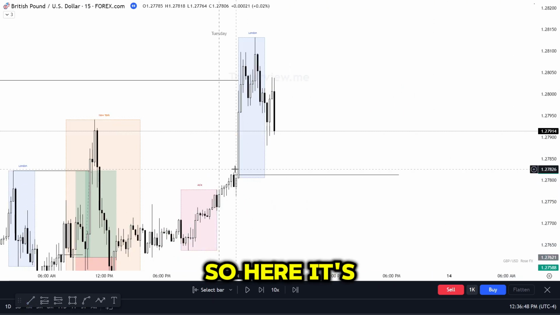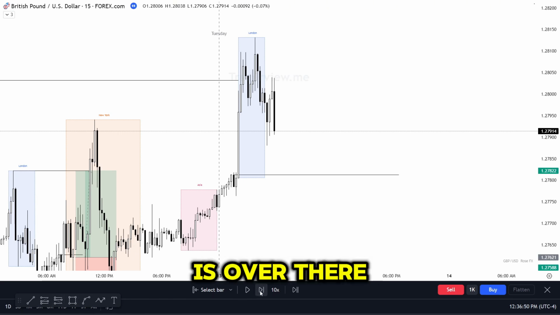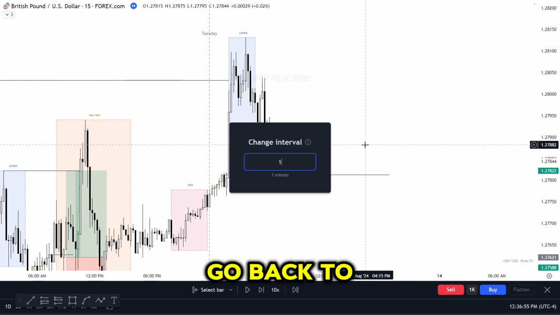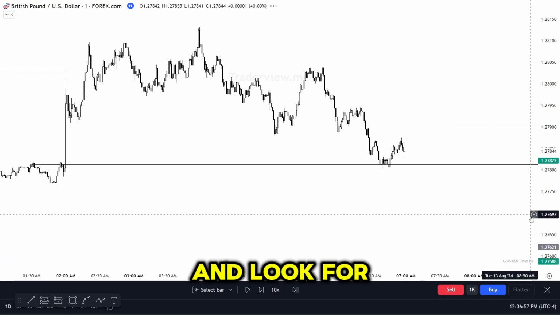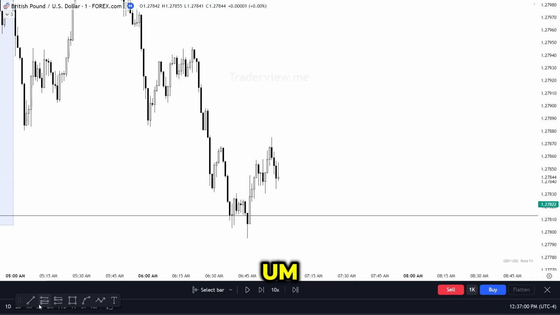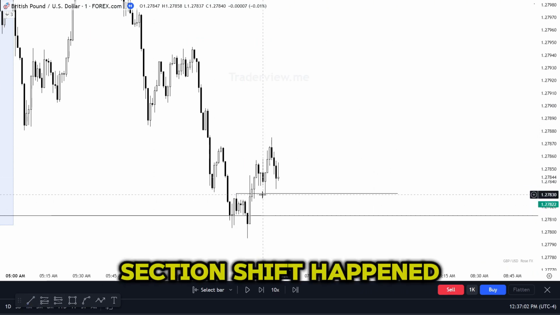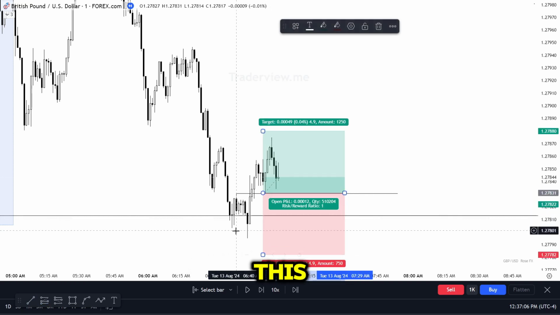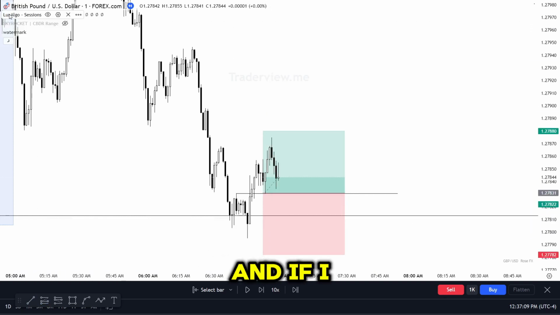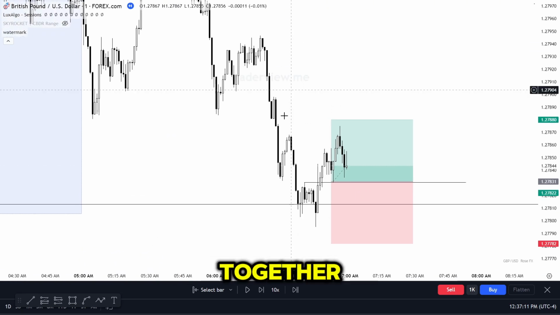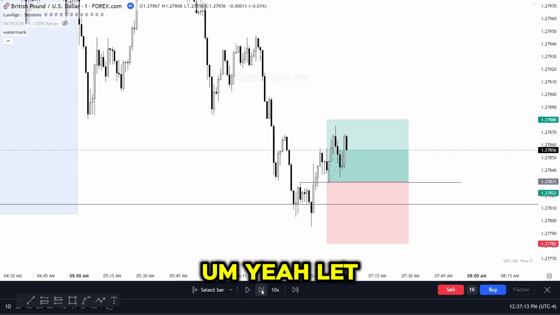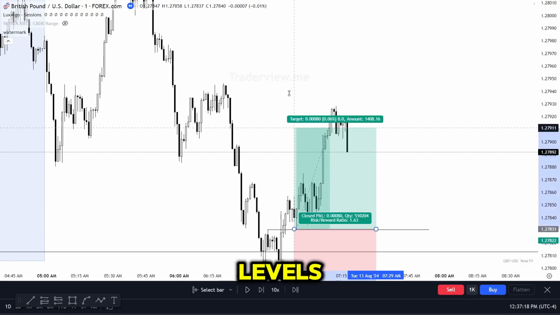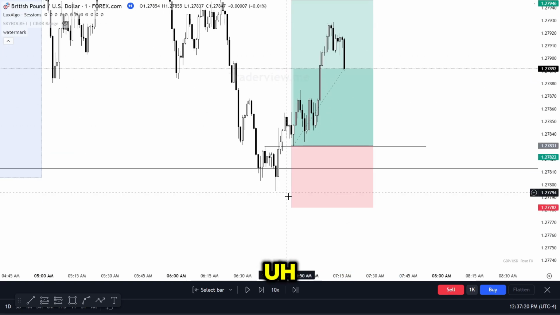So here it's an order block, and if the price is over there, look for confirmations, guys. Go back to 1 minute or something like that and look for confirmation. Over here you guys can see there's a market structure shift that happened over there. You guys can easily take a trade like this, and if I make the session indicator visible, yeah, let me see, it will go to take profit levels.